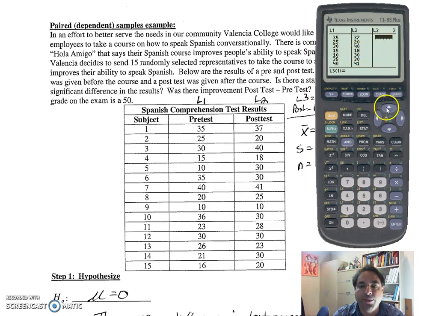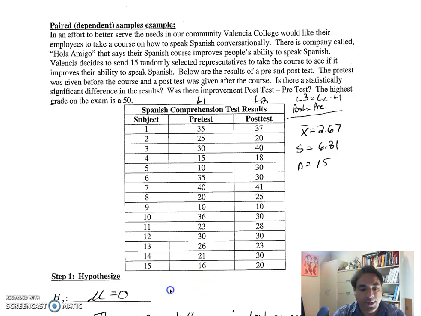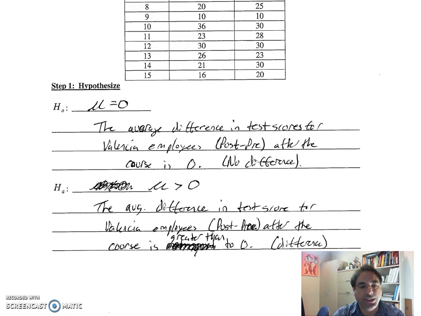So in list 3, I'm going to move it all the way to the top. Make sure you're on list 3, on L3. And what you want that to be is second 2 for list 2 minus second 1 for list 1, which is post minus pre, as it says in the instructions. Press enter, and again, make sure you did it up there. All the differences, 37 minus 35, 2, 20 minus 25, negative 5, are all here in list 3. So what we're looking at is the differences, which are in list 3. So we'll go back to the notes, and we'll fill in our H0 and HA.